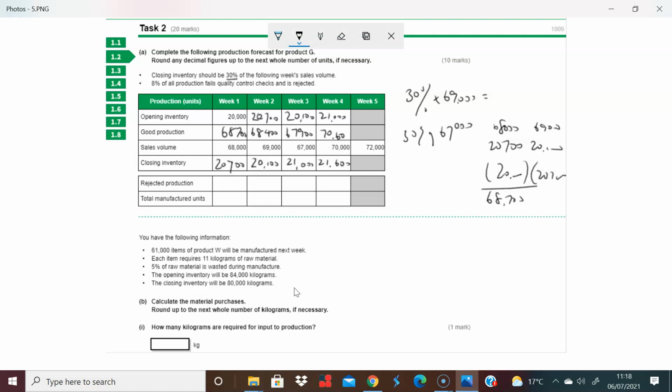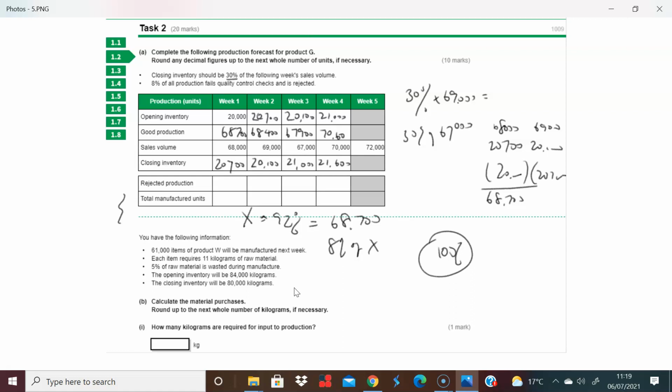Now, the question then goes on to tell you that this is the good production. It says that 8% fails quality control. So what's happened here is that you would have produced a certain number of products and 8% will fail. So 92%, you can think of it that way, is this good production of 68,700. Same thing for this and this. So you can think of it like this: 8% of X are going to go bad, and then whatever you have left will be this 68,700. So if you started off with 100%, which is what you produced, you're going to lose 8%, and then 92% will be this good production.